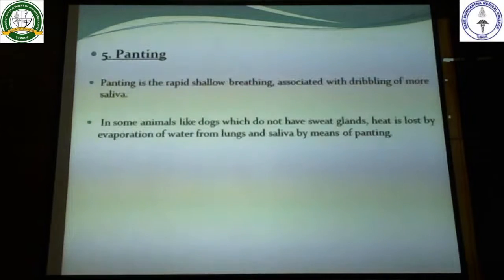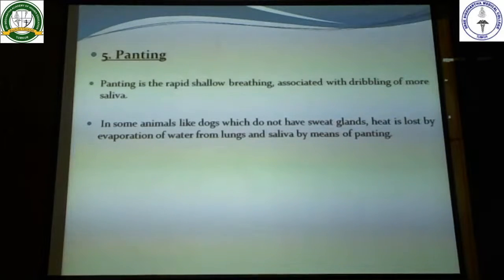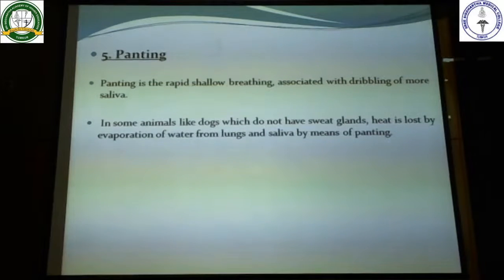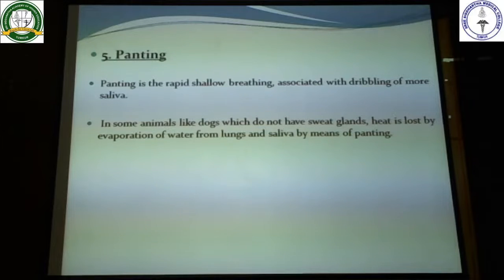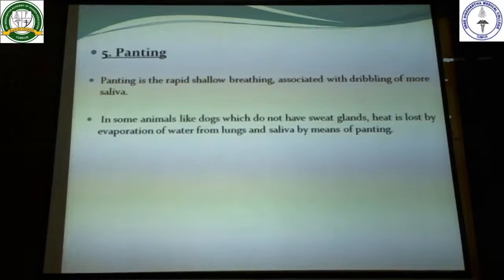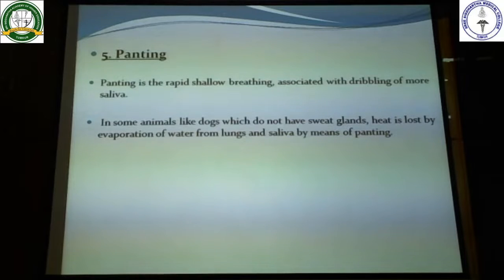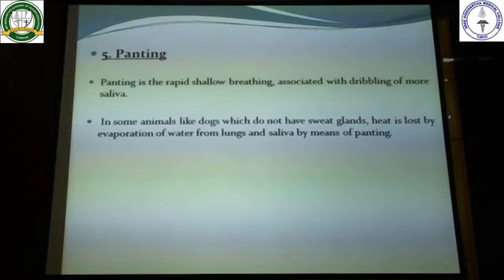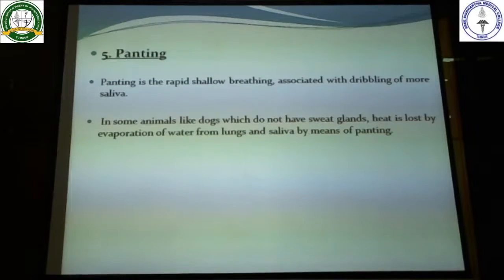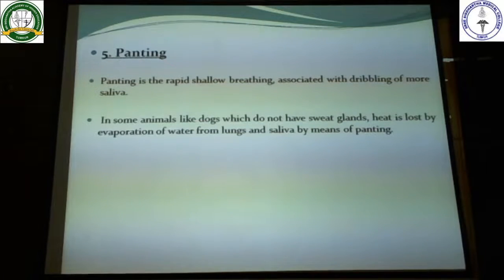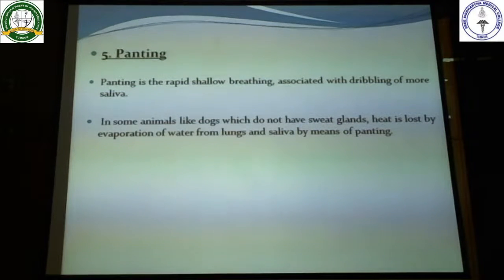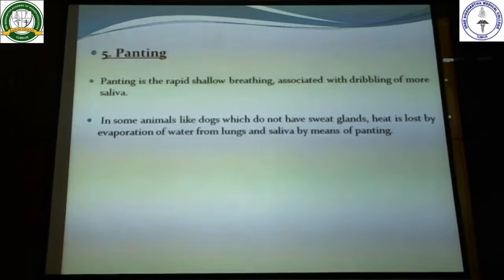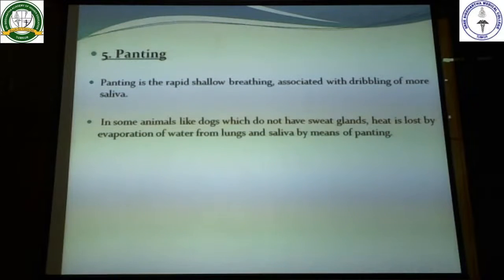Next is panting. This is seen in animals, especially dogs. They have very few sweat glands, right? So to lose heat from the body, especially in the summer season, the dogs breathe rapidly, with shallow breathing, and along with that the tongue is outside, and you can see the saliva dribbling from the tongue. That is panting, and it is to lose the heat from the body because they don't have adequate sweat glands. So this is one more way, not in human beings, it is more in animals.